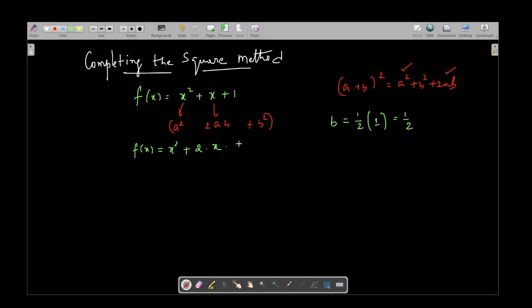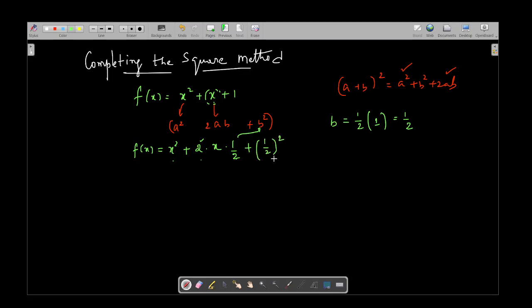Why do we have to take half of the coefficient of x? Because this half and the coefficient will cancel out, and we'll get back the original x. So this will not corrupt the balance of the equation. That's why we take 2 into x into half of the coefficient of x. So now this is my b. I have a square plus 2ab, and I have to add b square. So b square is 1 by 2 square.